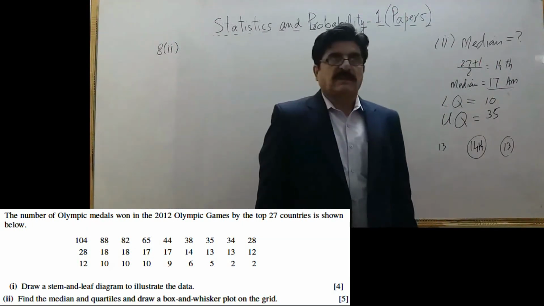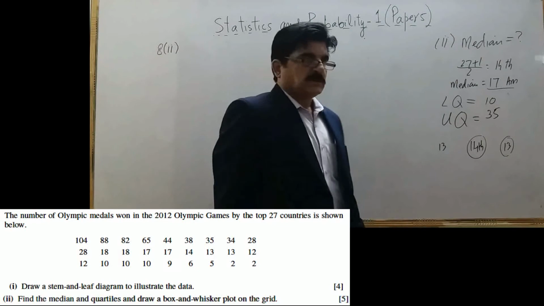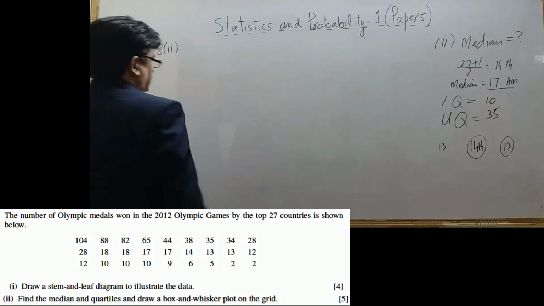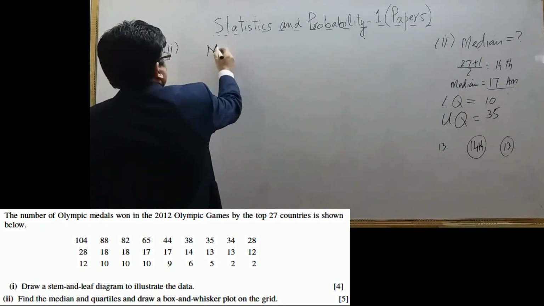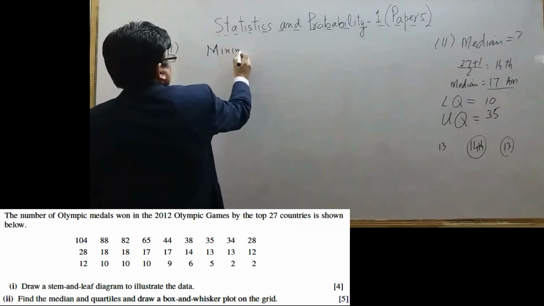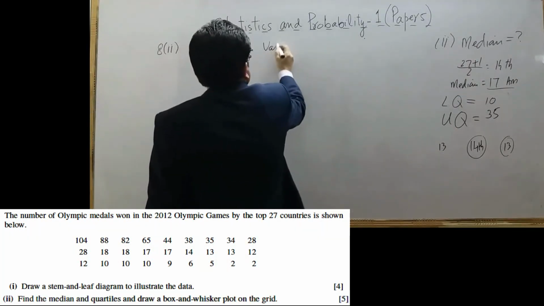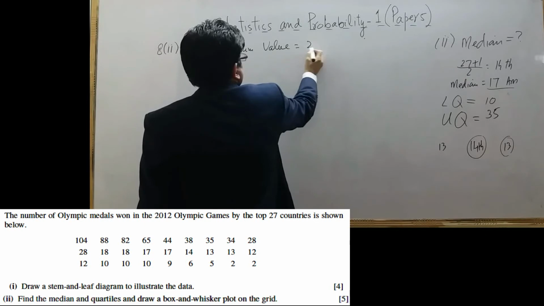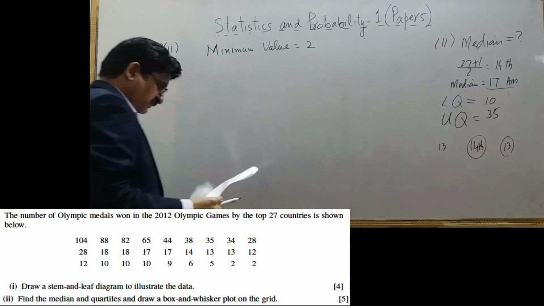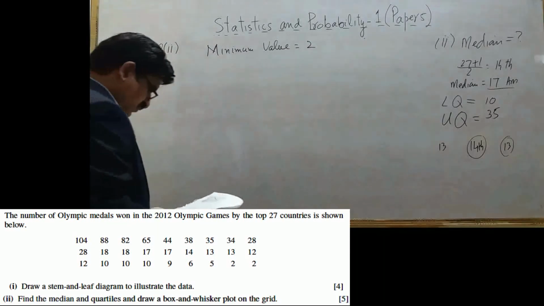So in this part we have to draw the box and whisker plot as well. For that, you know, we need 5 values. Minimum value: see the data, the minimum value in the data is 2.